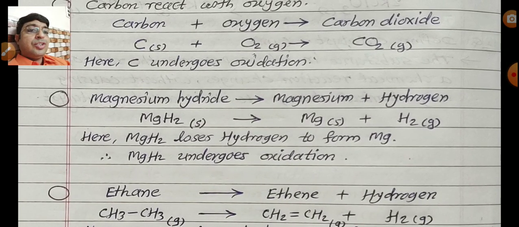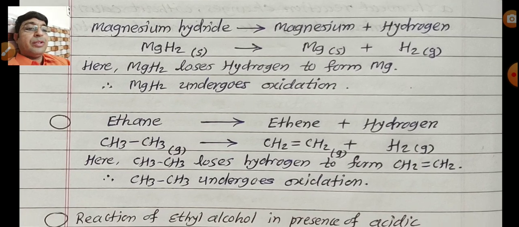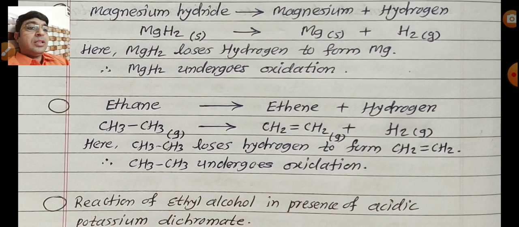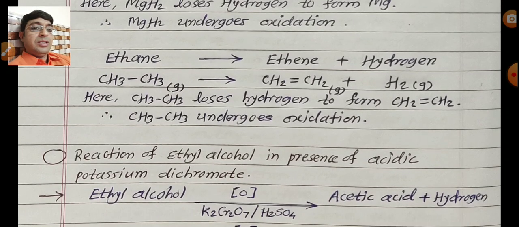Next, magnesium hydride: MgH2 loses hydrogen to form Mg. That's why MgH2 undergoes oxidation. Why? Because of loss of hydrogen. According to the definition of oxidation, ethane is converted into ethene plus hydrogen gas released. So C2H6, ethane, loses hydrogen to form CH2=CH2, that is ethene. Therefore ethane undergoes oxidation. In this way the question is asked.